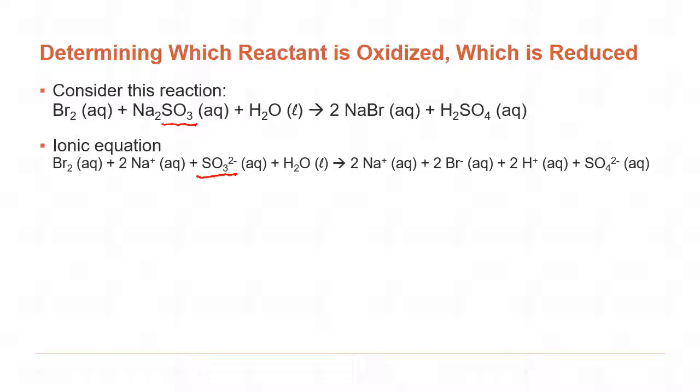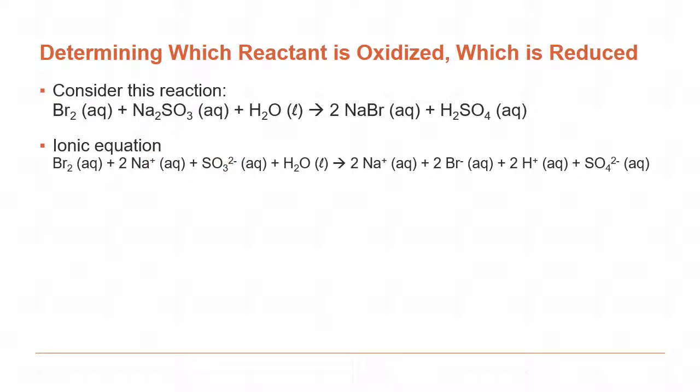How do we know the charge is -2? Well, the charge on sodium is a +1 based on where it sits in the periodic table. There's 2 of them, so to balance the 2 positive charges of the sodium ions, I need sulfite to be a -2.